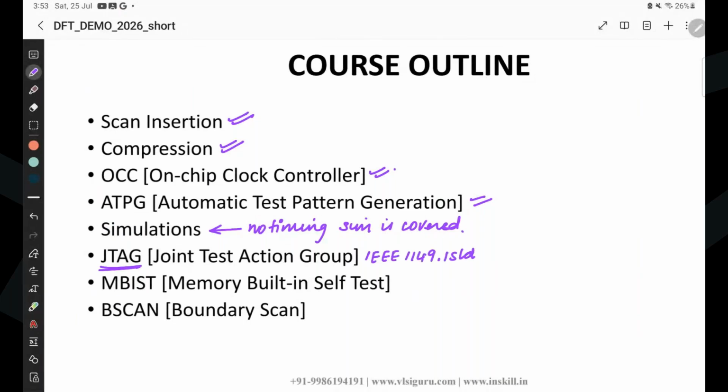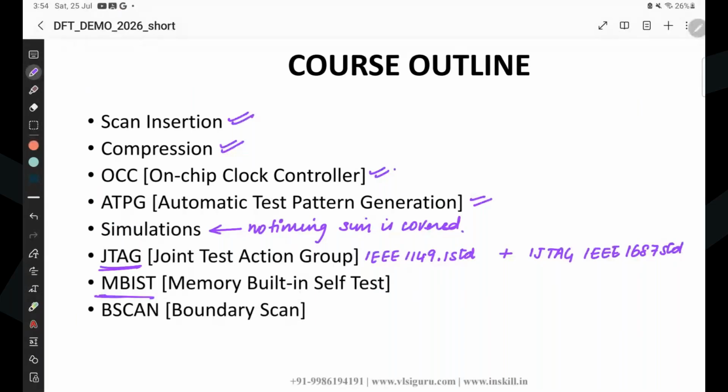We will also be covering IJTAG, which is an IEEE 1687 standard. Okay, so JTAG full form is Joint Test Action Group, an IEEE 1149.1 standard, and we will also be covering IJTAG, which is nothing but the IEEE 1687 standard.